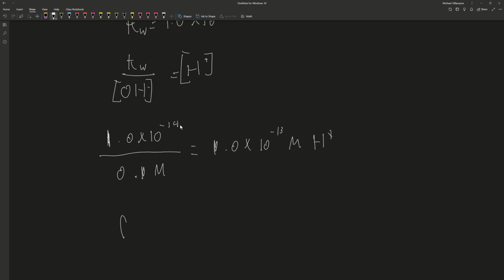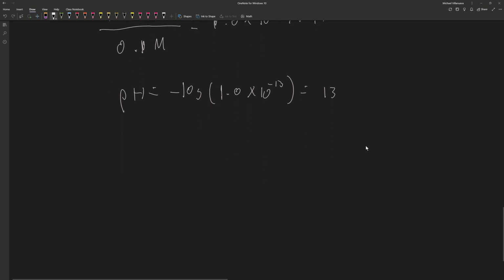So now we can say that pH is equal to the negative log of 1.0 times 10 to the negative 13th. And that will be equivalent to 13. This is the basic way that we solve this problem.